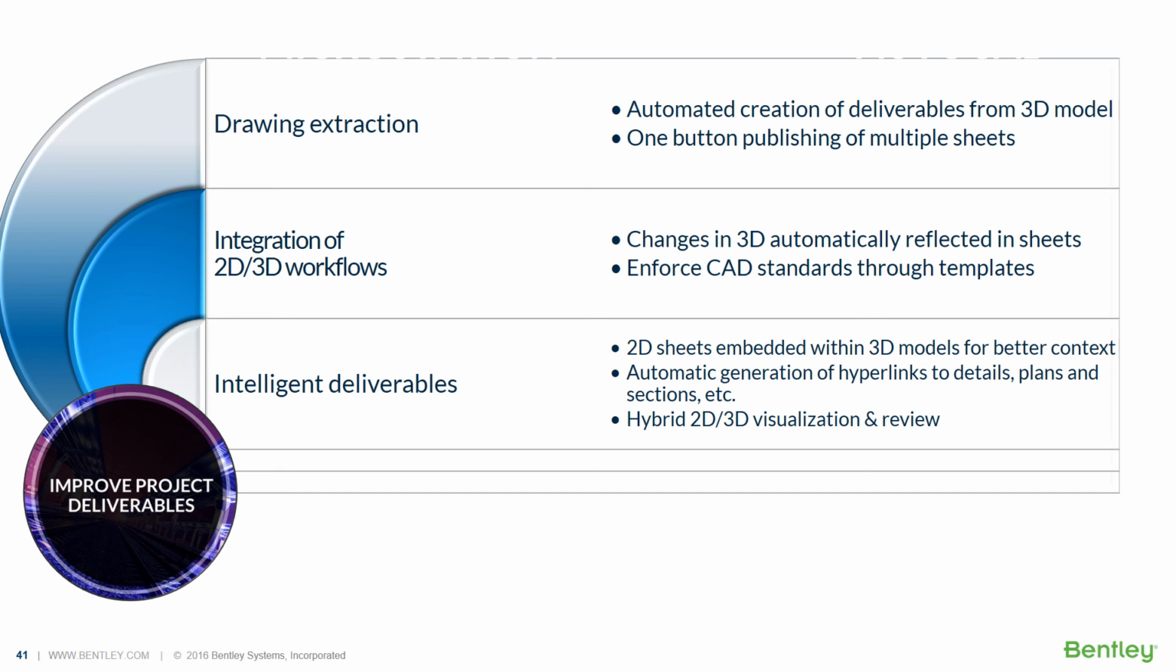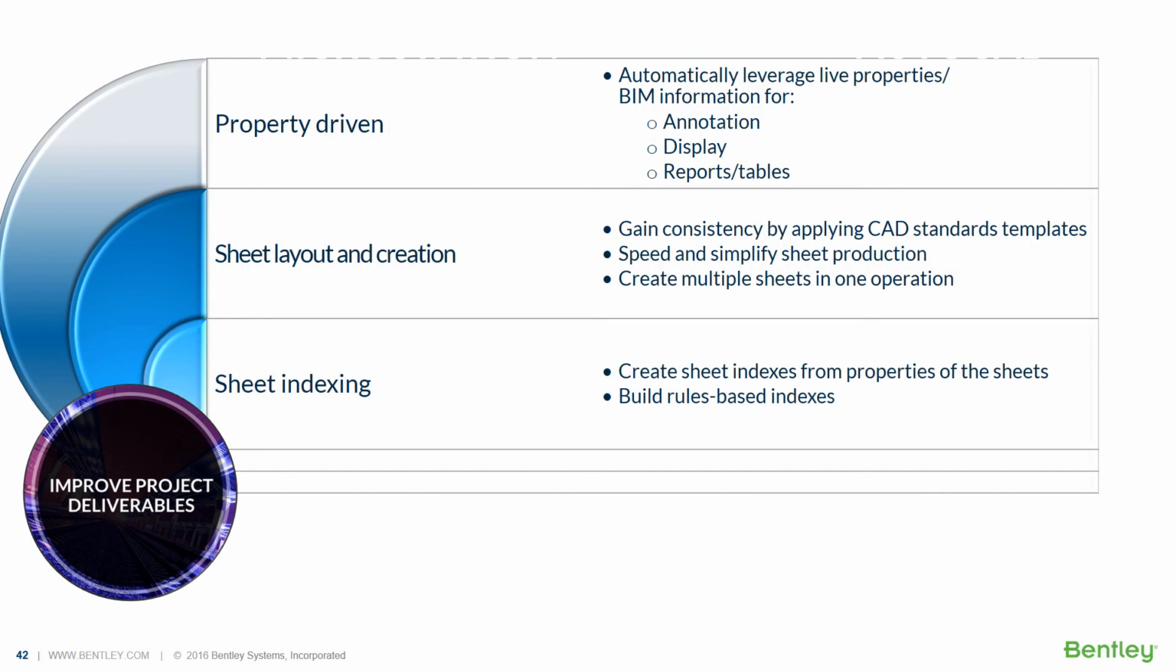They automatically generate hyperlinks, details, plans, dimensions, hatching, annotations, all based on properties. So it's all property-driven annotation, displays, reports, tables, giving you consistency. Everybody does it the same way. It definitely speeds up and simplifies the production of sheets. And well, creating multiple sheets has never been easier.